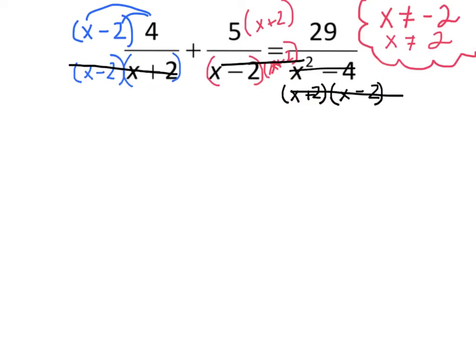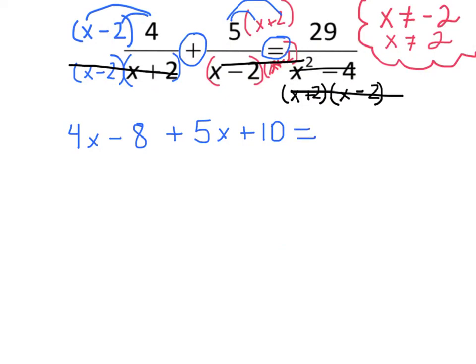So now what's left are our numerators. Let's see if we can clean this up a bit. And don't forget this nice plus sign and this nice equal sign when you're cleaning it up. Okay, if we distribute the 4, 4x minus 8. So 4x minus 8. Let's bring this plus sign down. Same thing here. We're going to distribute 5 to both of those. 5x plus 5 times 2 is 10. And let's look at this equal sign. Let's not forget it. And this didn't need to be multiplied by anything because it already had the x plus 2, x minus 2 denominator. So we'll just bring down a 29.